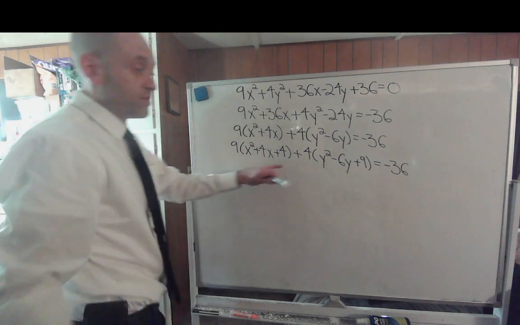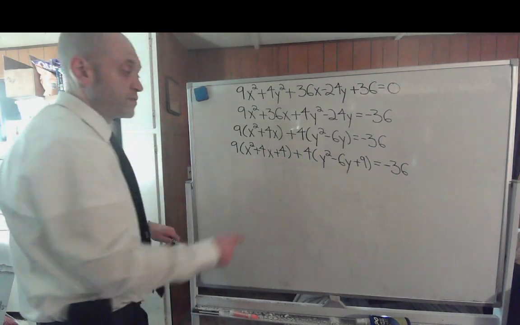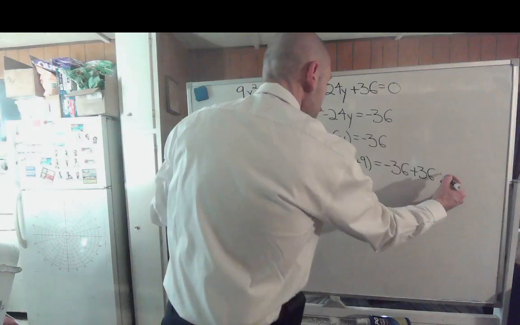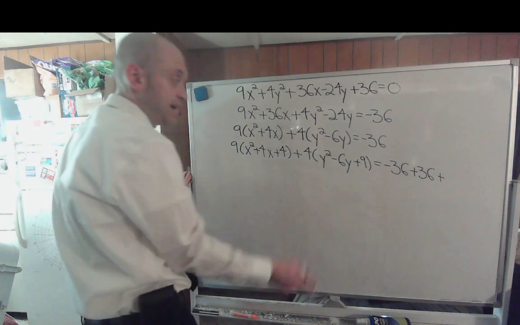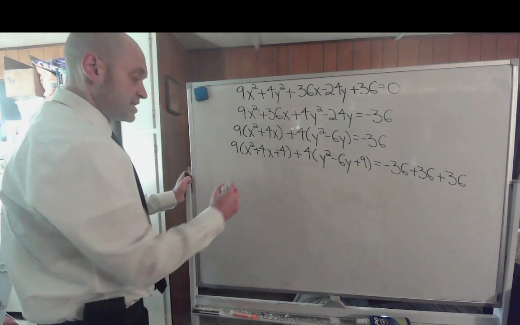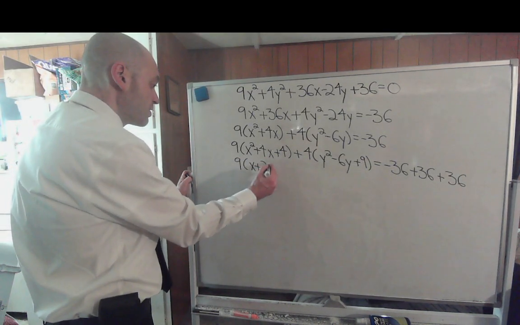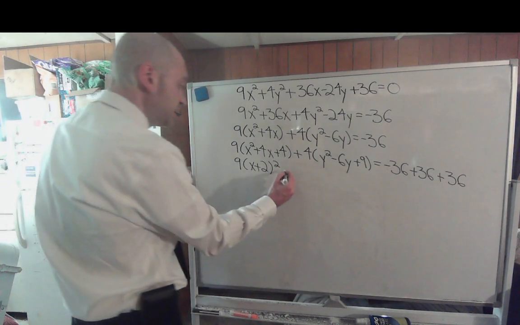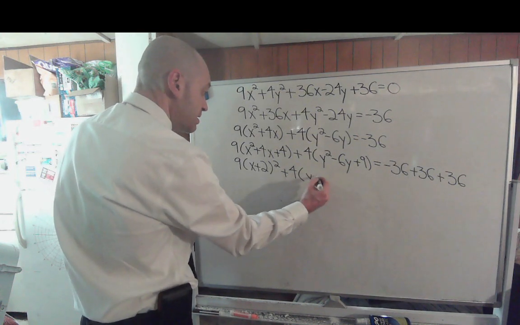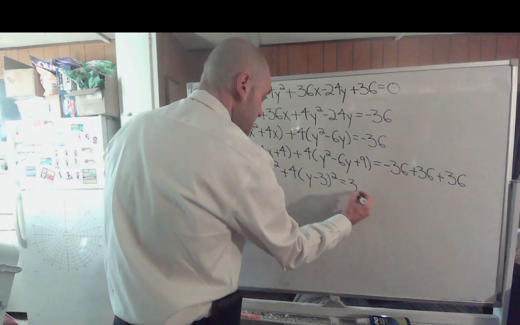Now you have to add what you did with completing the square to your right-hand side. So take 9 times 4, which is 36, add that to your right-hand side. Plus, take your 4 times 9, add that to your right-hand side, you get another 36. So this simplifies into 9 times the quantity of x plus 2 squared plus 4 times the quantity of y minus 3 squared is equal to positive 36.